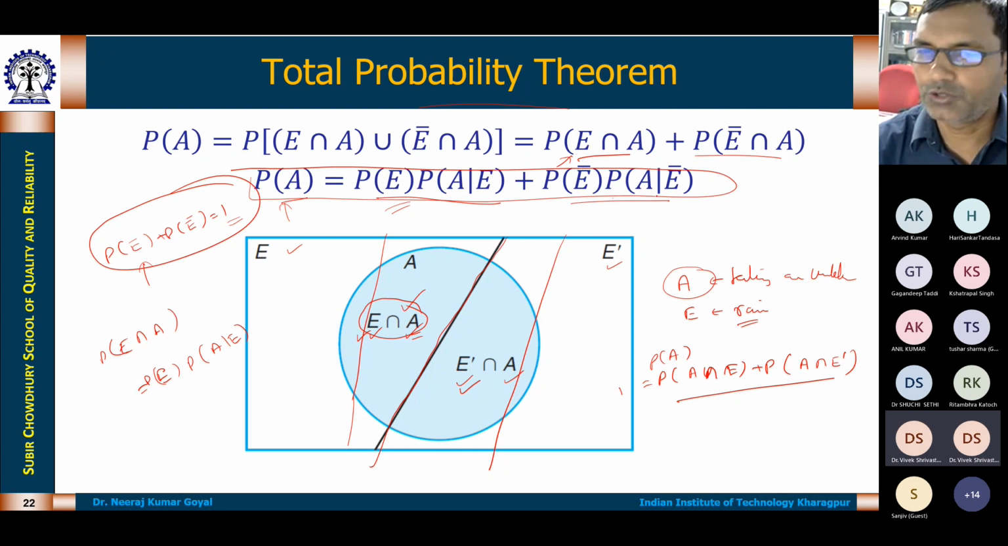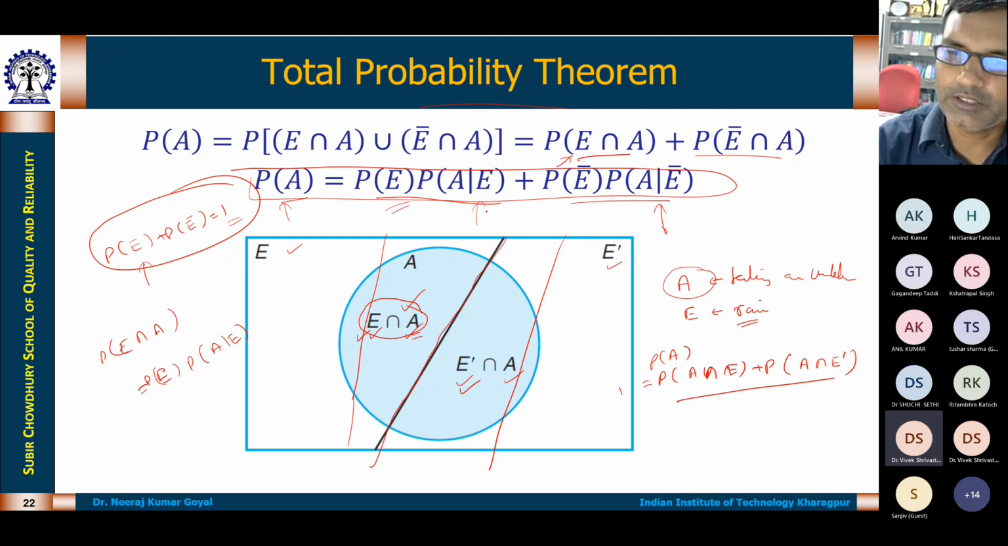Here the example is taken with two events. This may be multiple events also. This law is very useful whenever we are doing analysis, because it helps us to understand many scenarios and combine them together to get the individual probabilities. Many times we have multiple cases, multiple machines, multiple equipments which are working. Then how do we combine their probabilities together to get the overall concerned event probability? We can use this total probability theorem.